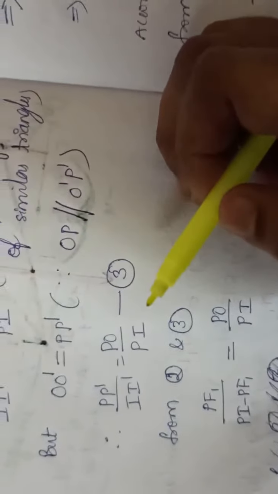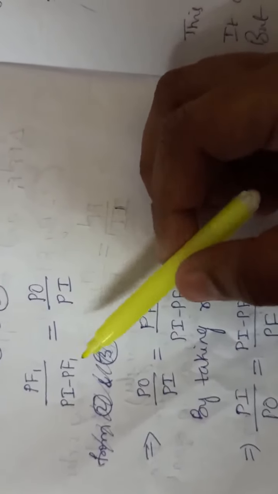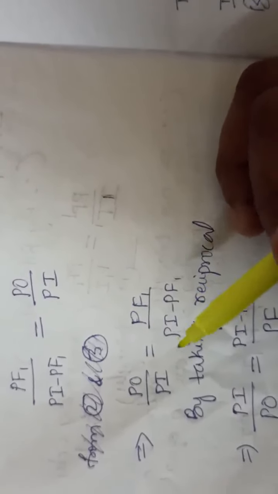From equation number 2 and 3, observe, children, the left hand side is the same. So we can write the right hand sides as the same. So here I am comparing the RHS of equations 2 and 3. Like this. Then I am rewriting LHS as RHS and RHS as LHS.